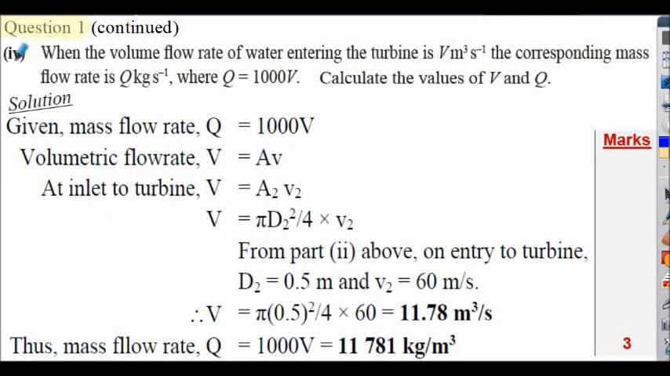Question 1, part 4, the full solution. We calculate V, volumetric flow rate shown here, and then we calculate the mass flow rate, Q, shown here.